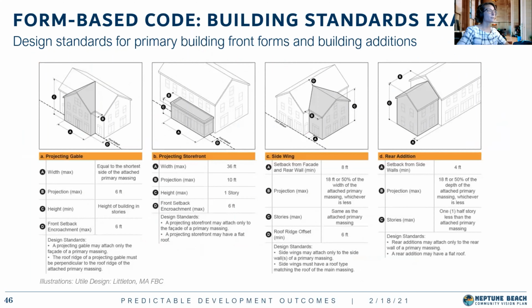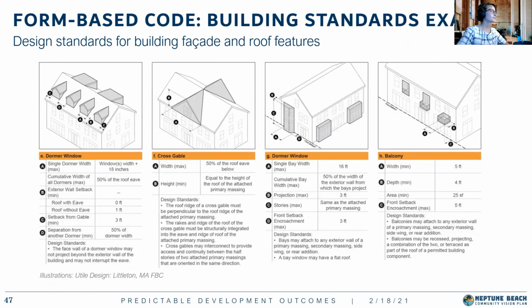And here again are some different examples for fronts of buildings as well as building additions. So if you have a side wing addition, what that might look like, or a rear addition, projecting storefronts, different kinds of roof lines as well. Additional standards for building facades, and like I mentioned already, roof features.